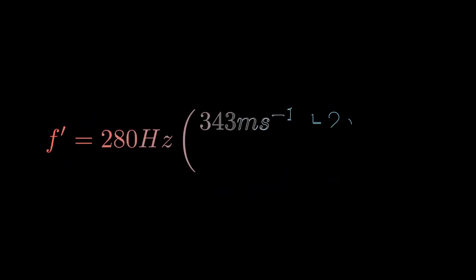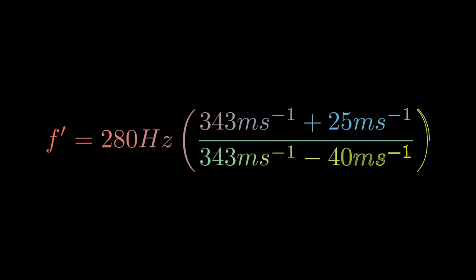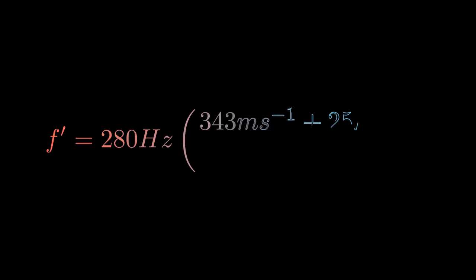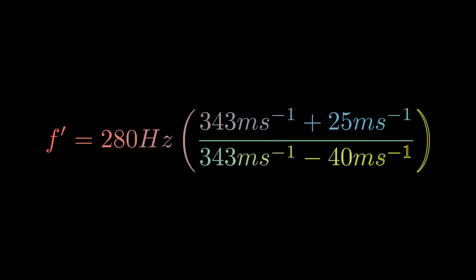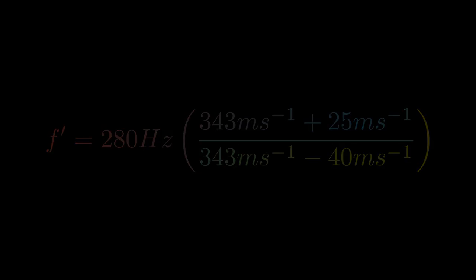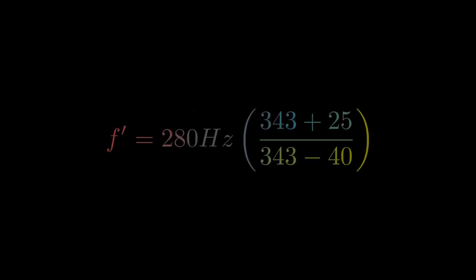You just write it and say equal to, then you put 280, bracket open, then you put the velocities at their various positions. We know the velocity of sound to be 343, so it will take its position at both top and down of the fraction. And we also know that the velocity of the car is 25 meters per second. It will take its position at the top, the numerator. And we also know that the velocity of the source, which is the train, is 40 meters per second, so it will take its position in the denominator.